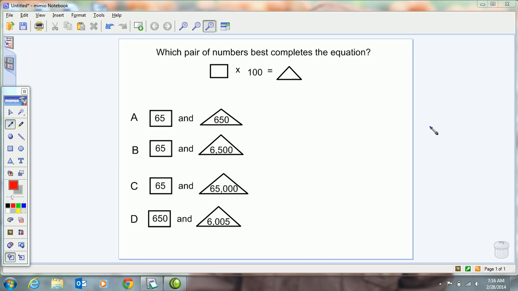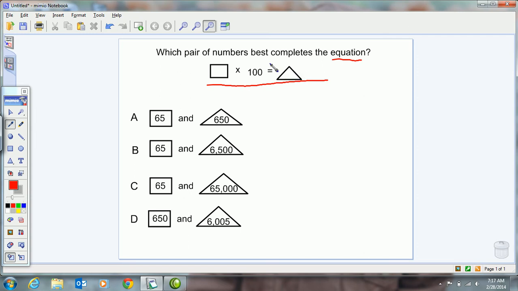Today we are going to be looking at multiplication patterns with tens and hundreds. So our question says, which pair of numbers best completes the equation? Now an equation is basically just this right here, but we are used to seeing numbers on the inside instead of these shapes here. So we have this square or this box, and we want the number in this box times 100 to equal the triangle.